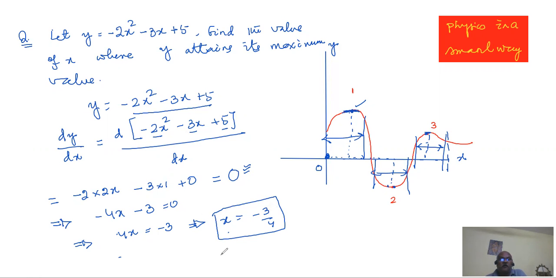Yeah, and at that time y will be 49 by 8. You may check it or not, that is workshop, but already we have found out the value of x for which the function attains the maximum value. So that is one of the examples. Similarly, for the minimum case, you do the same thing and ultimately equate the derivative equal to 0 and the job will be done. Okay, so that's all for today.